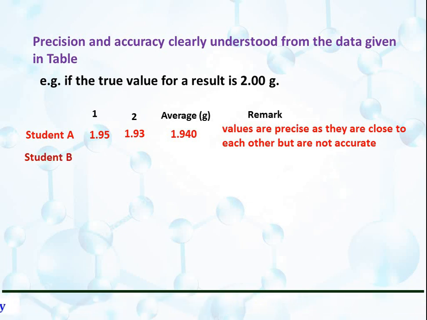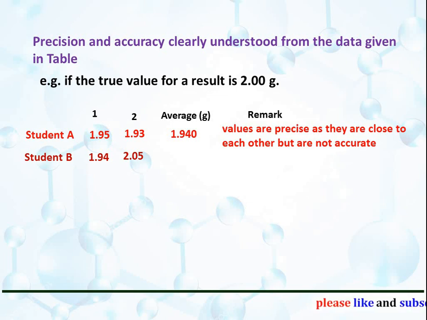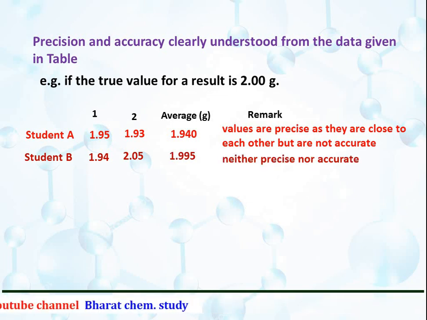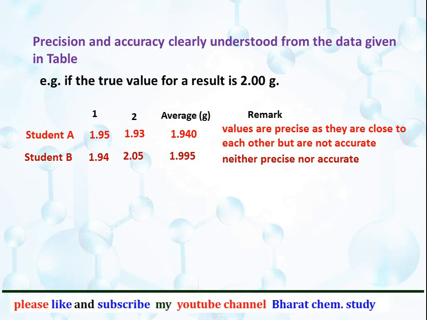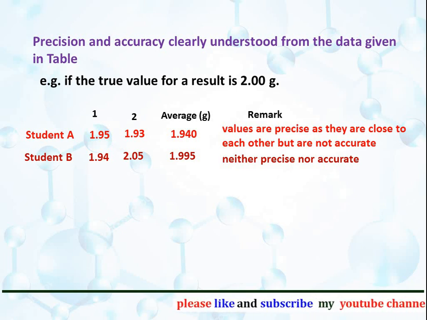Suppose student B does the calculation: in the first experiment the value is 1.94, in the second experiment 2.05, and the average is 1.99. These two values are not close to each other, therefore we can say these are not precise. Also, neither of these two values is close to the true value, that is 2. That's why these two values are neither precise nor accurate.